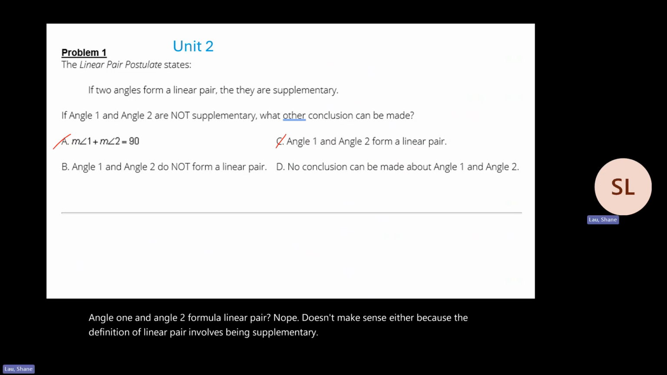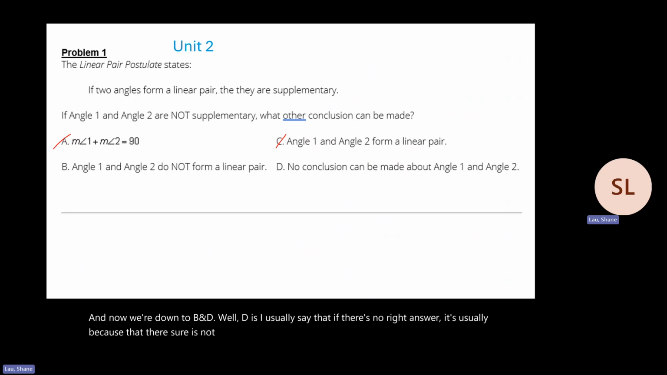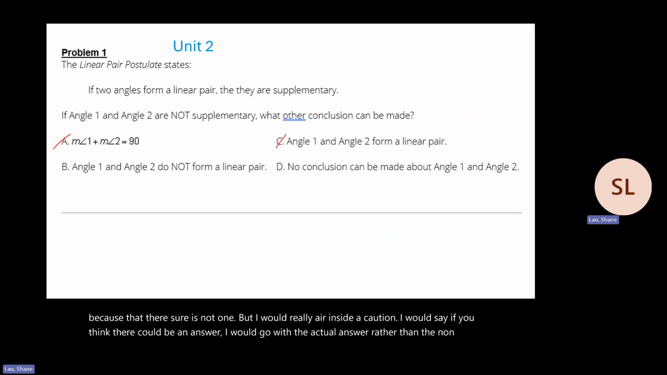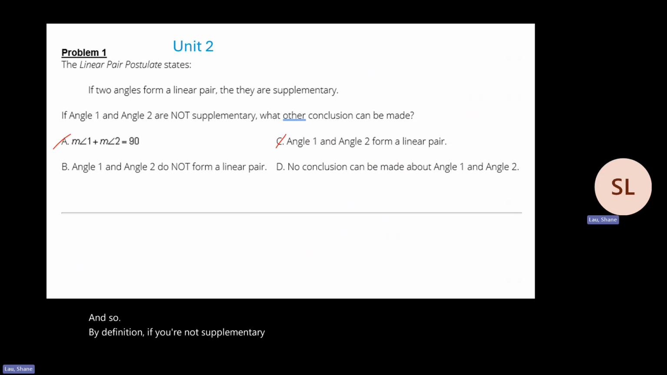And now we're down to B and D. Well, D, I usually say that if there's no right answer, it's usually because there for sure is not one. But I would really err on the side of caution. I would say if you think there could be an answer, I would go with the actual answer rather than the non-answer. And so by definition, if you're not supplementary, you cannot be a linear pair. So B has to be the correct answer here.